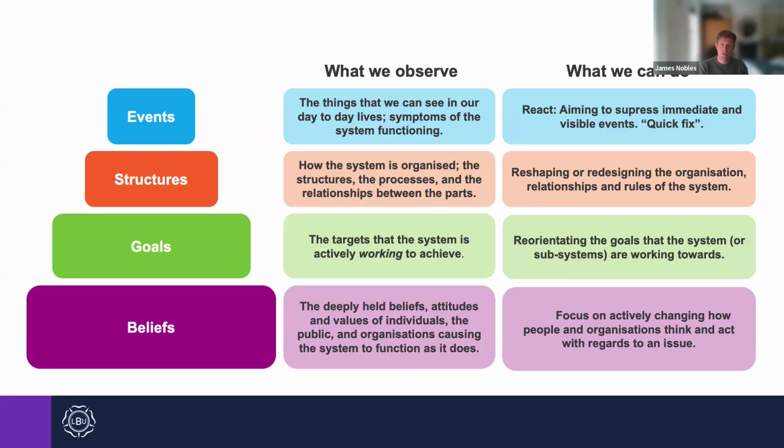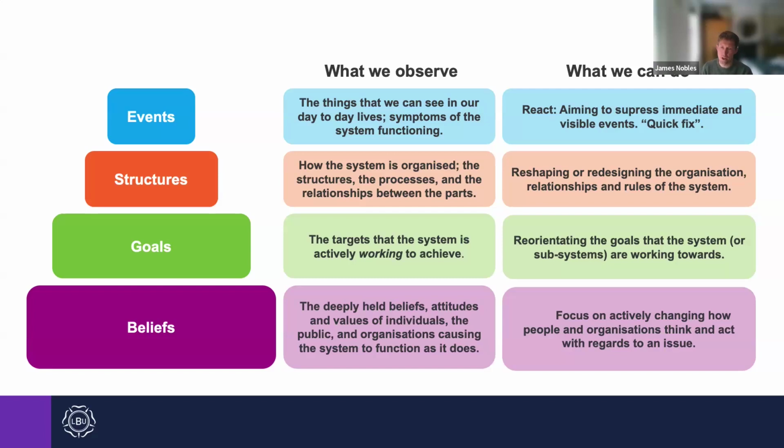At the structural level, here we can think about reshaping or redesigning the organization, the relationships, and the rules of the system. At the goals level, it's about how we can reorientate those goals so that we're trying to set the system up in a way that produces more conducive health-related or population health-related outcomes.